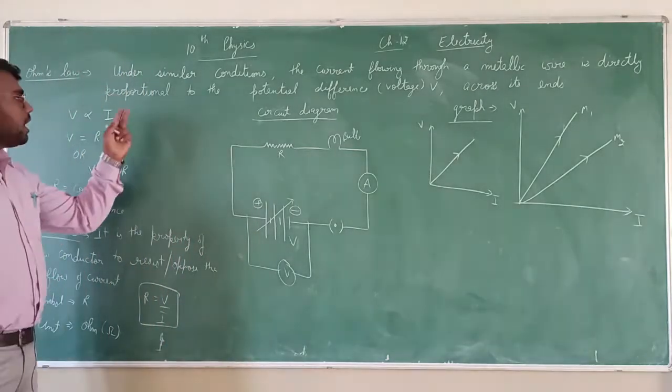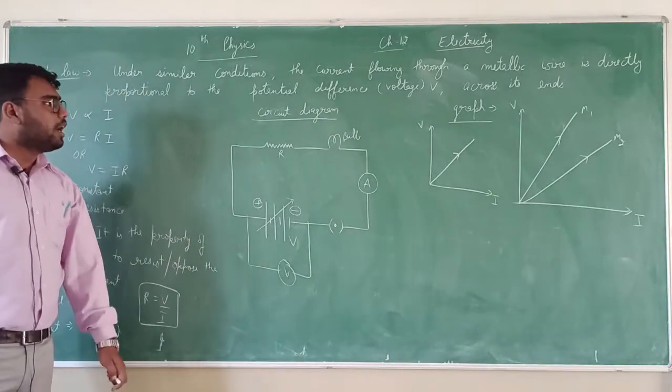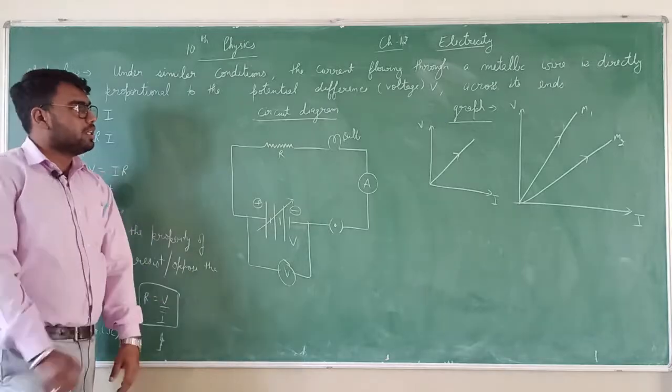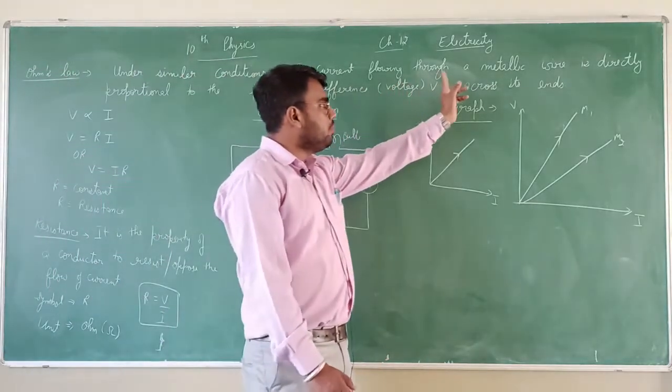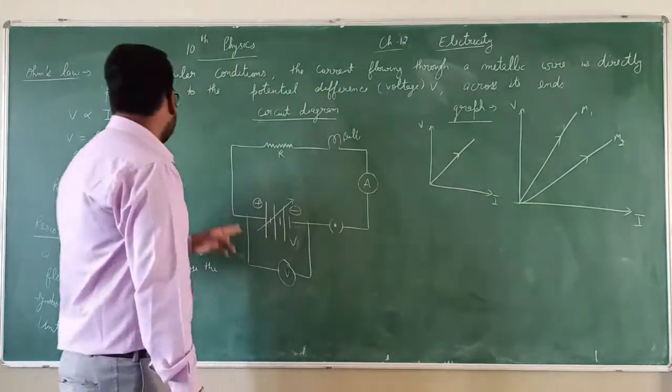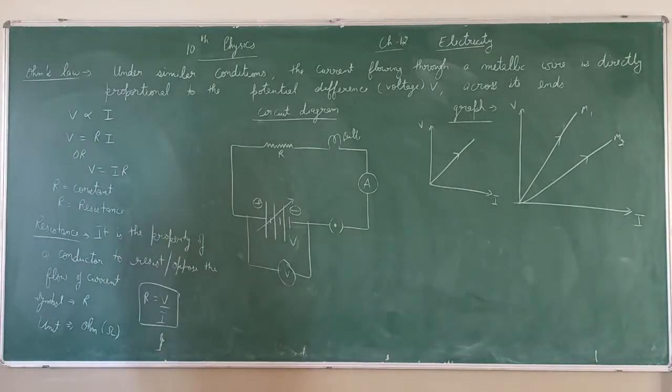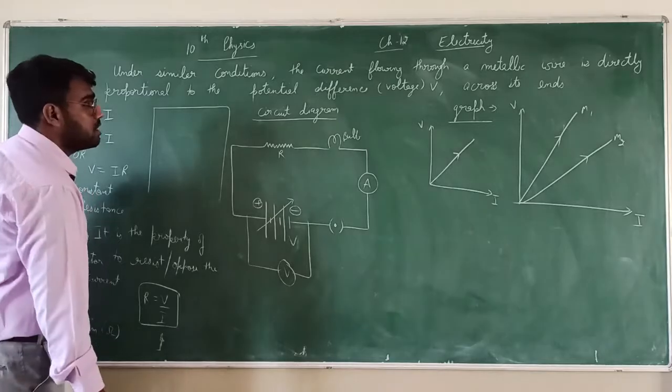It says that under similar conditions, meaning we can't change temperature and material, the current flowing through a metallic wire is directly proportional to the potential difference, or as we call it, voltage, across its ends. Let us understand this by an example.